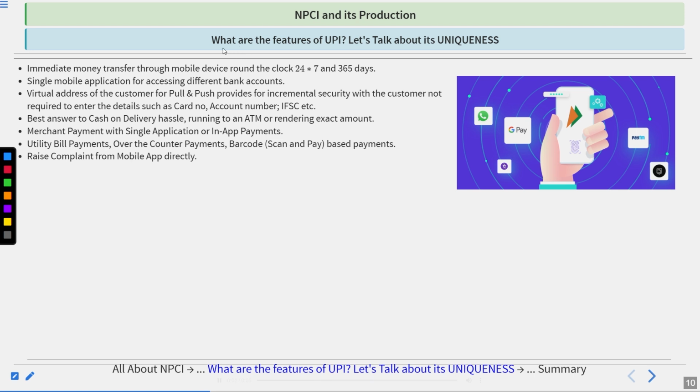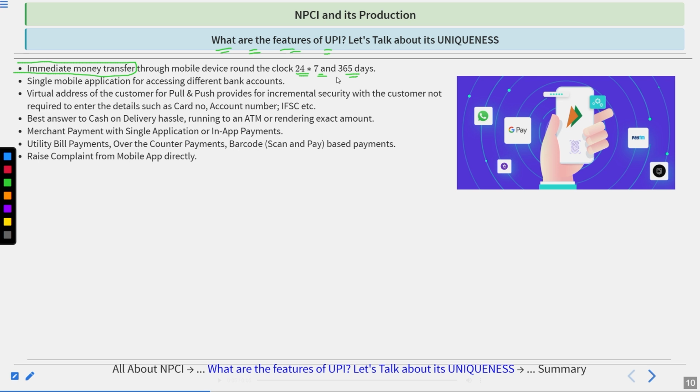Now, what are the features of UPI? Let's talk about the uniqueness. First feature that it offers you is the immediate money transfer through mobile device round the clock, 24/7 and 365 days. It means, unlike the traditional ways, the UPI does not have any particular time period or time slot or any particular days so that you could only make the payments. Single mobile application for accessing the different bank accounts. Virtual address for the customer for pull and push provides for incremental security with the customer.